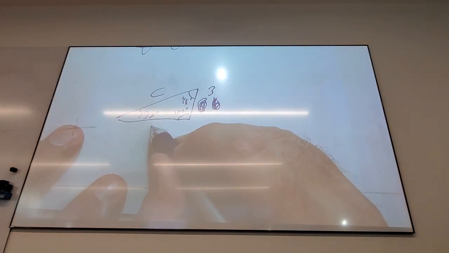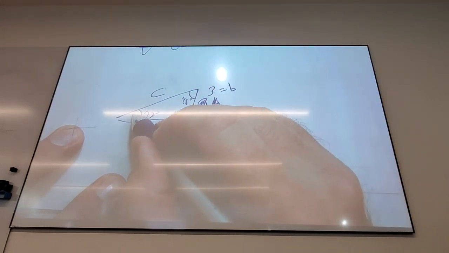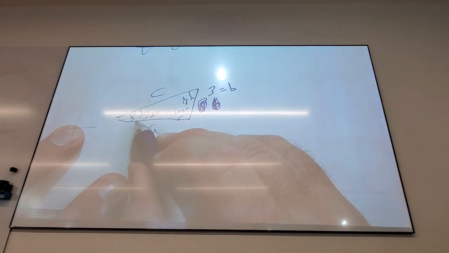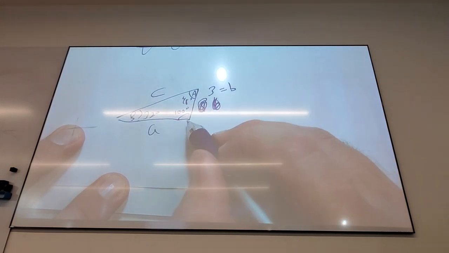What do you want to call this side? A. And so we'll call this side B. So this is angle B. Do you see how angle B is across from side B? That's crazy. Angle A. And this will be angle C.